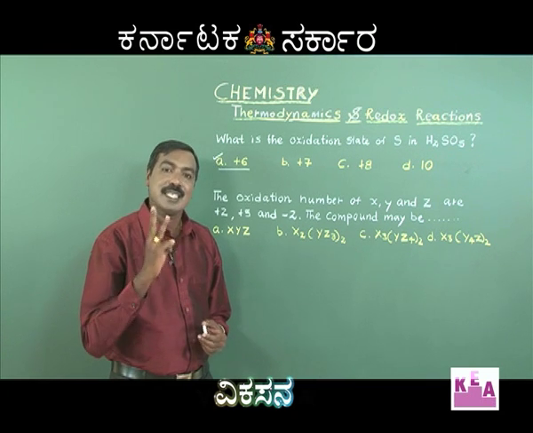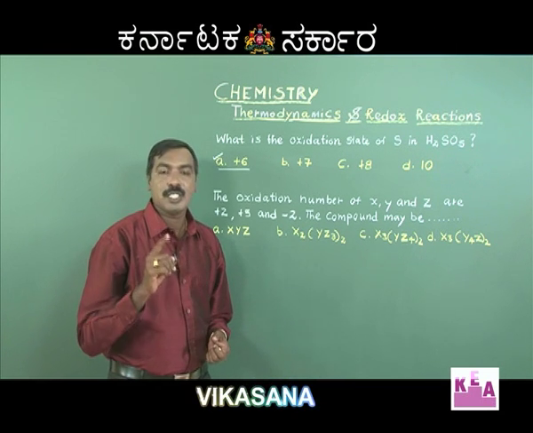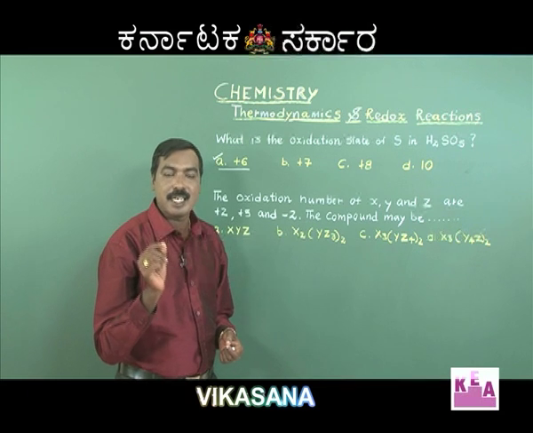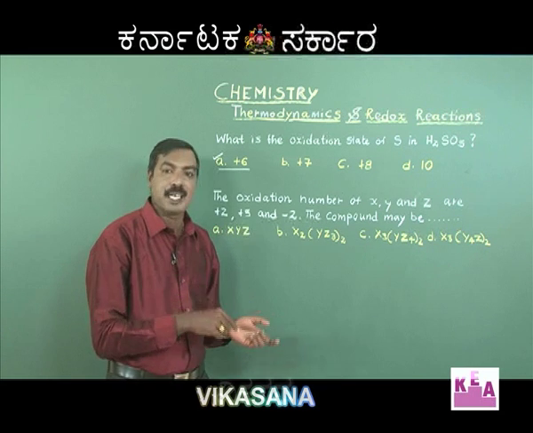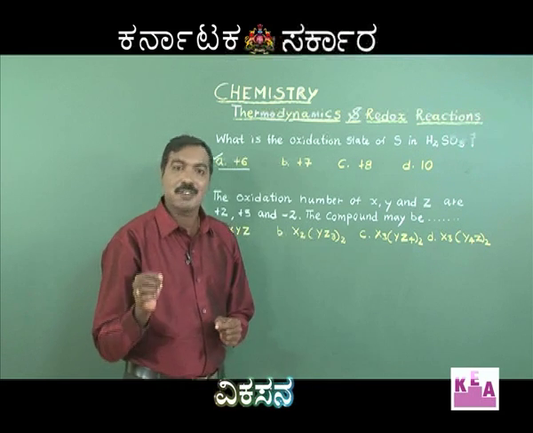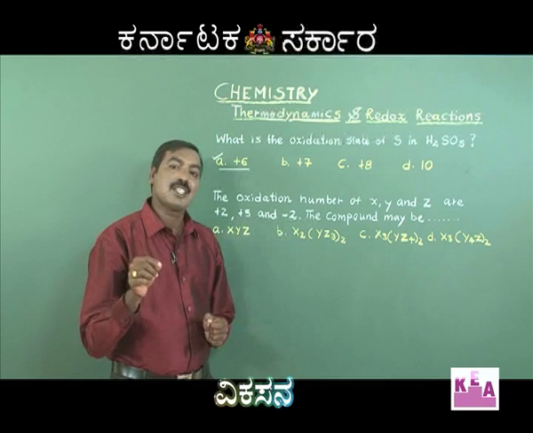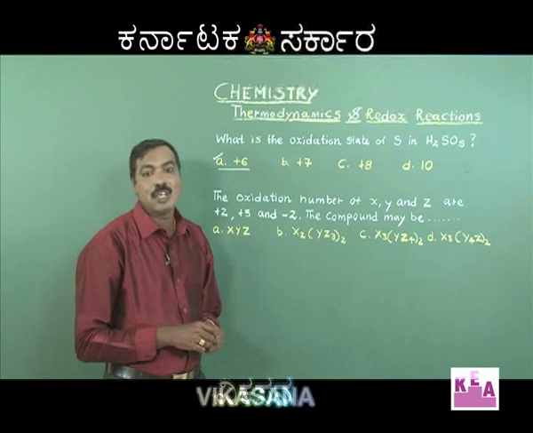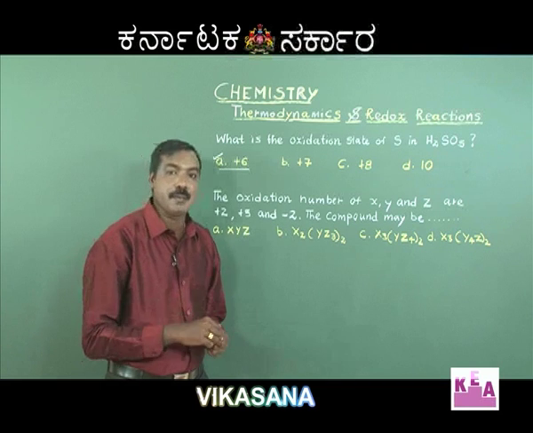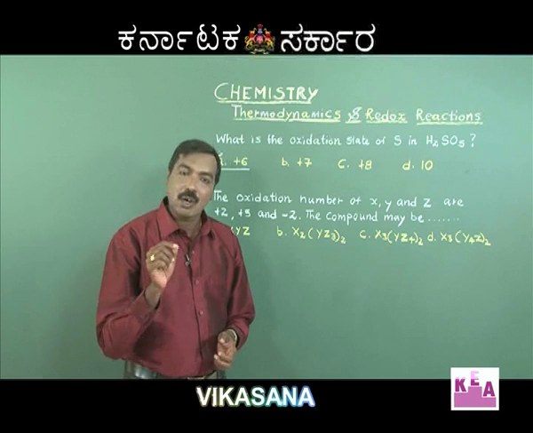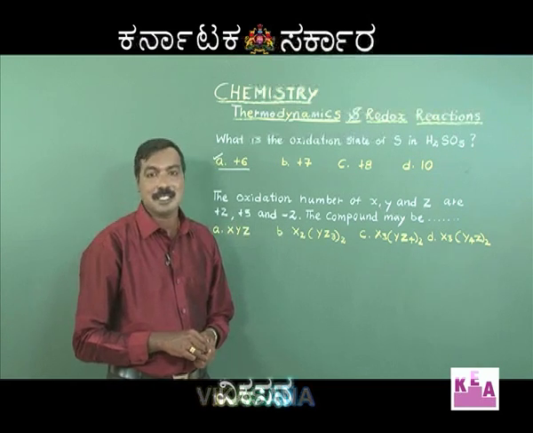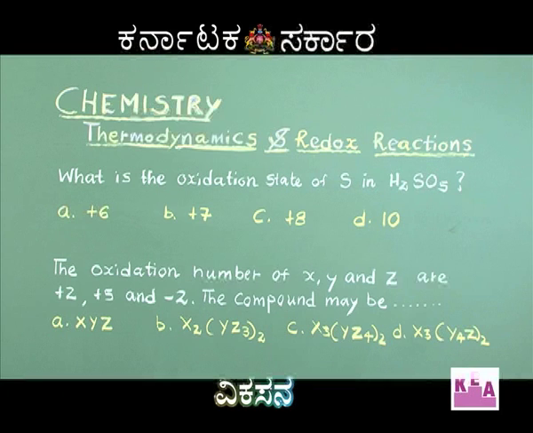Therefore, remember three exceptional cases. The oxidation state of sulfur in Caro's acid is plus 6. The oxidation state of sulfur in Marshall's acid is plus 6. The oxidation state of chromium in CrO5 also happens to be plus 6. We will move on to the next question.